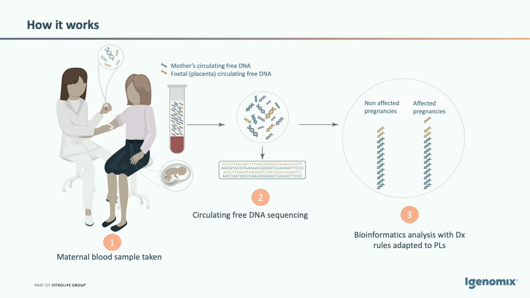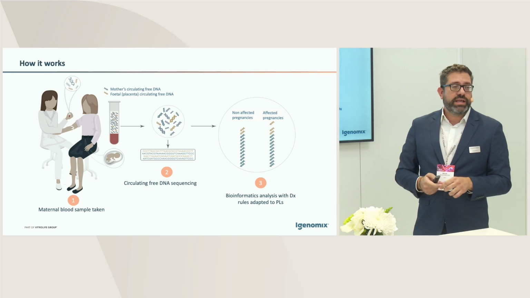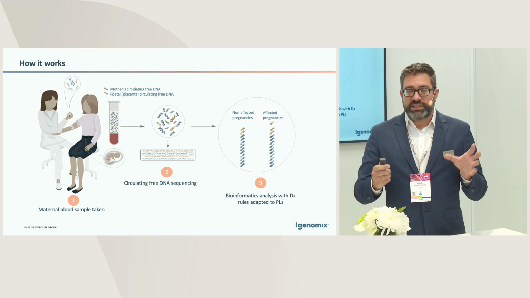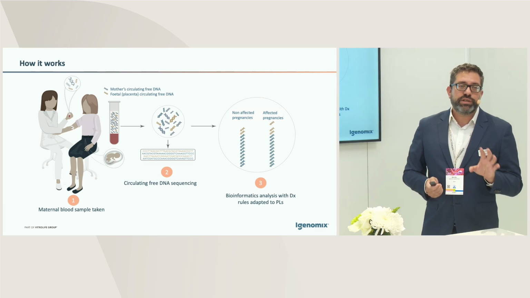So what we do is draw a blood sample. We isolate the plasma and the DNA, we sequence the DNA, and at the end of the road, we analyze bioinformatically all this cell-free DNA that we've isolated with an adapted algorithm. And this is very important.